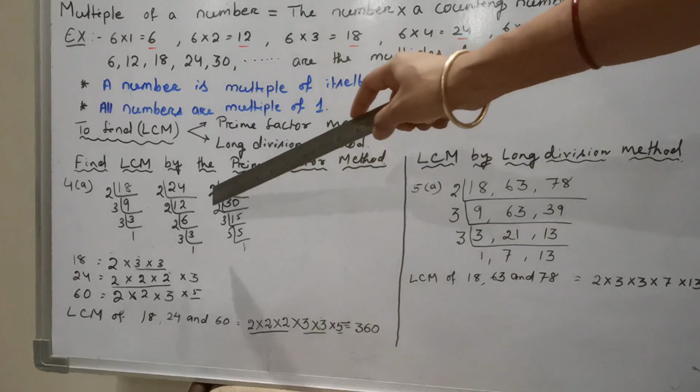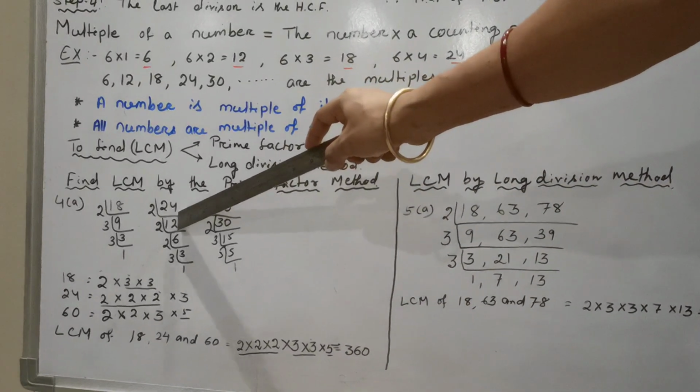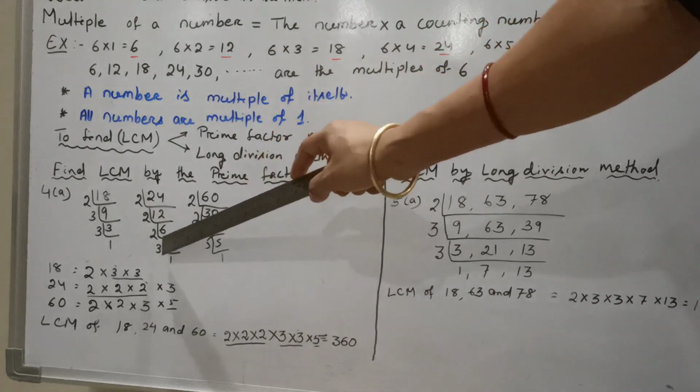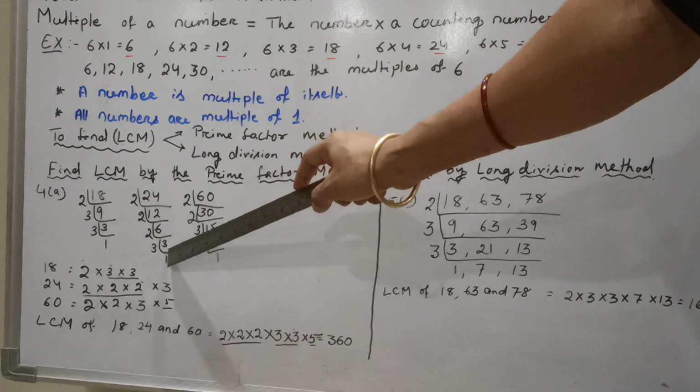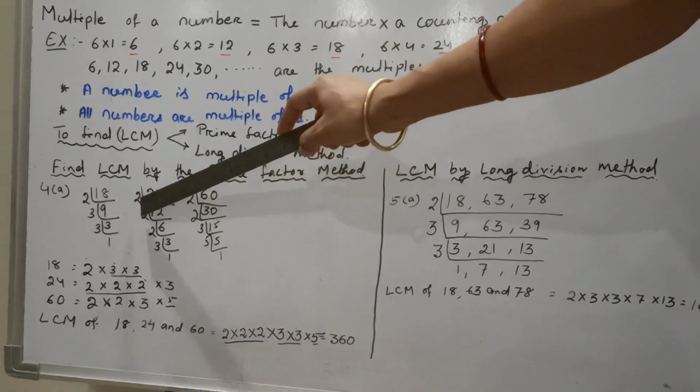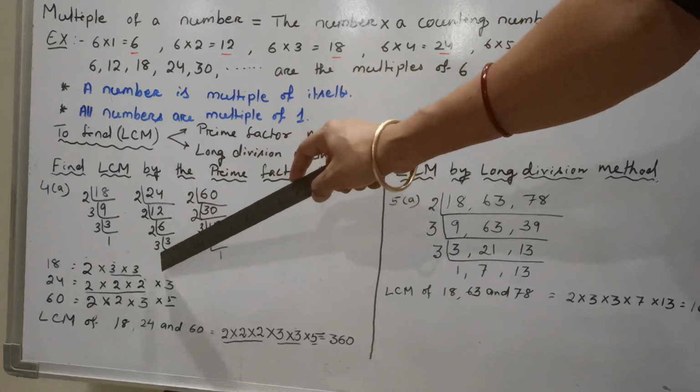Then find out the factors of 24. 24 divided by 2 is 12. 12 divided by 2 is 6. 6 divided by 2 is 3. 3 divided by 3 is 1. Now the factors of 24 are 2 into 2 into 2 into 3.